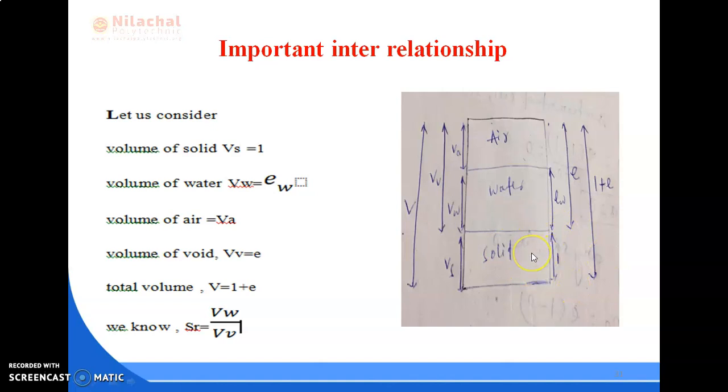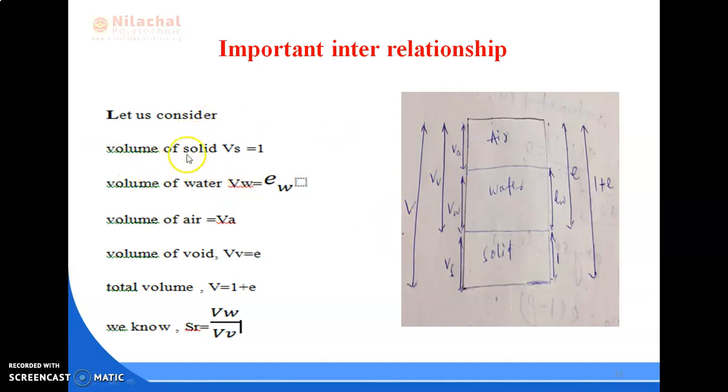To find out this relationship, we have to consider volume of solid Vs equals 1. Again volume of water, this value is ew. Again volume of air, we consider e minus ew, and the void volume e. Again total volume we consider 1 plus e. To find out this interrelationship, we have to assume this much only. Remember it.